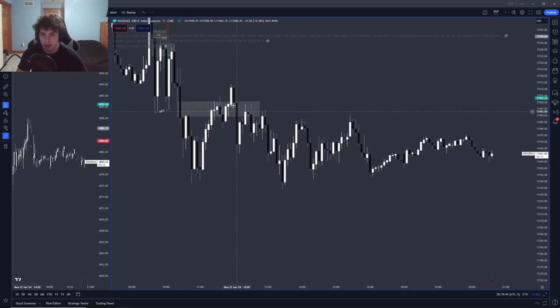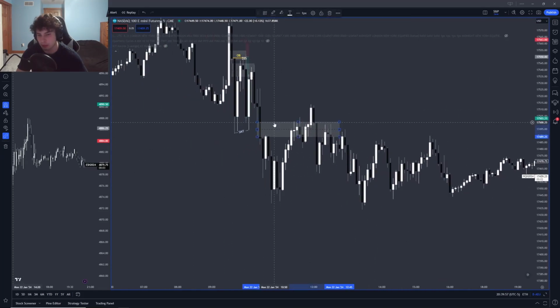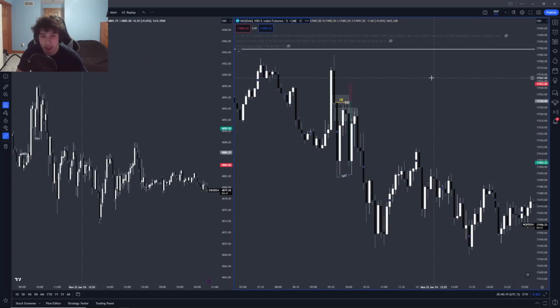You could have also added into this fair value gap right here, put the stop a bit above this candle's high or something like that. You could have made a 5-minute time frame trade here, but other than that, not really a hyperly probable day. To be honest, that's all I really have.